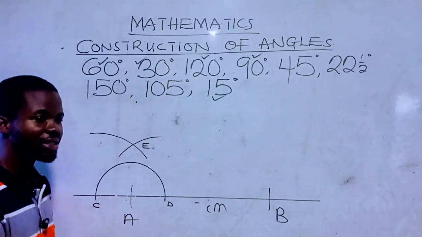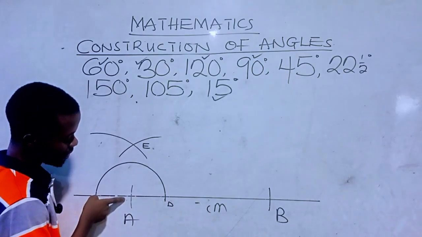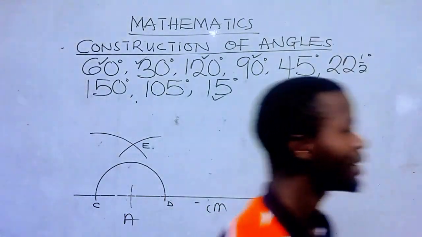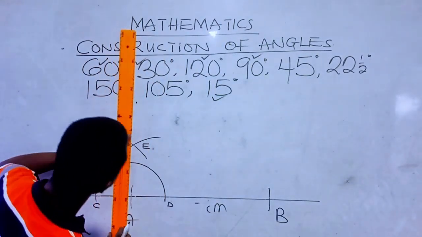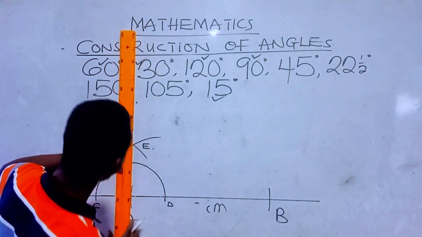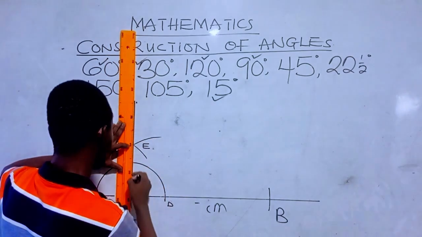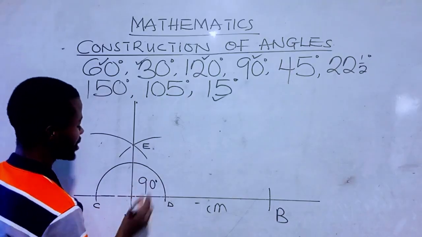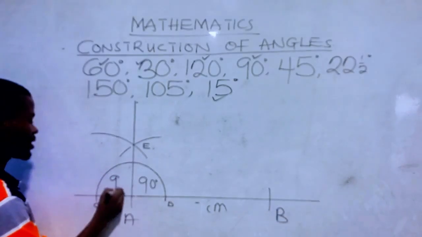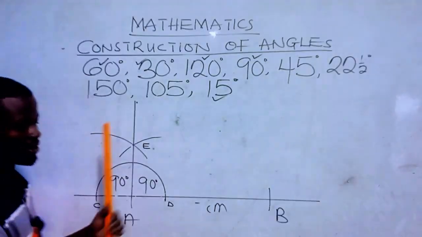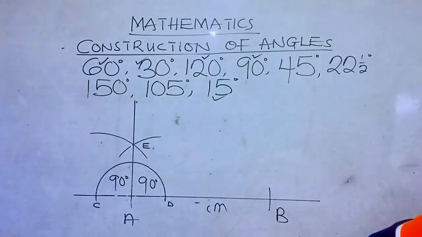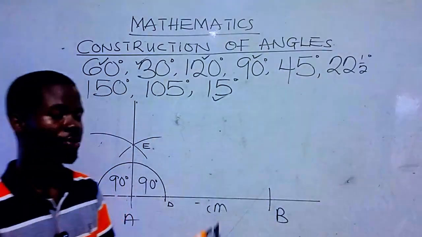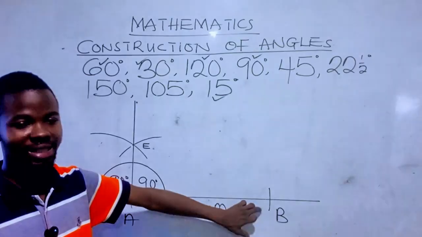So my 90 degrees will be a line from A to E. I'll take my ruler like this and I'll draw my straight line from A to E like this. Now here is 90 degrees and this side too is 90 degrees. You can also construct the 90 degrees using this approach. Let's practice that approach at B.